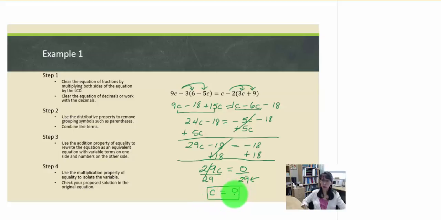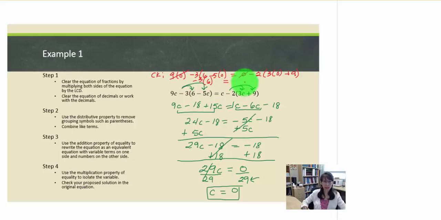We could substitute 0 back into the equation to check the answer and see if it really works. So I'll do a little check. 9 times 0 minus 3 times the quantity of 6 minus 5 times 0. Does that really equal 0 minus 2 times 3 times 0 plus 9? So 9 times 0 is eliminated. 5 times 0 is also 0, so we're going to have 6 take away nothing inside of those parentheses. So negative 3 times 6 is on the left-hand side.